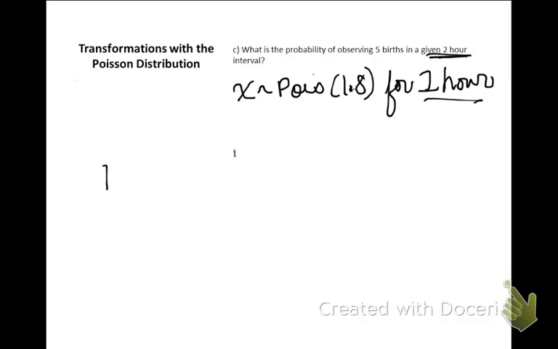Here's the start of an interval and the end of an interval. And over this one interval, you're going to have 1.8 births. And now this is the start of another interval and the end of another one.